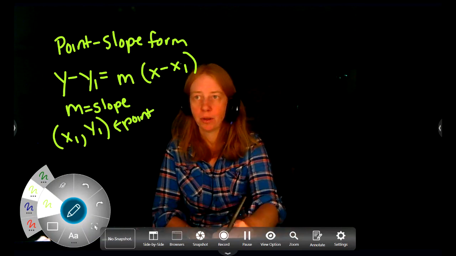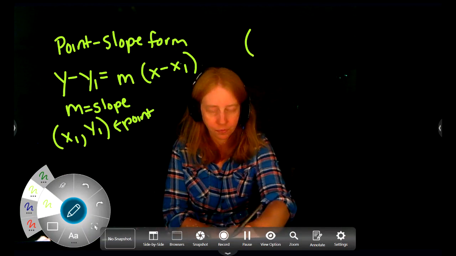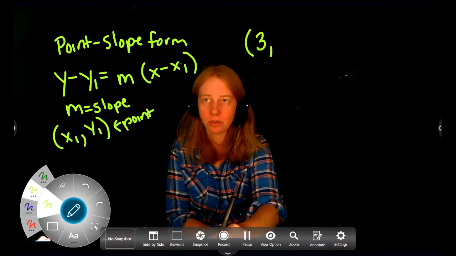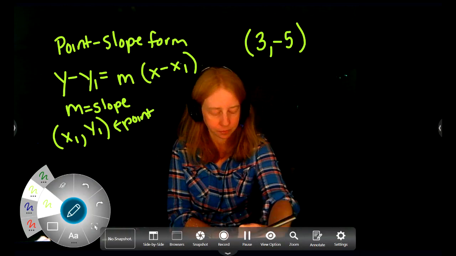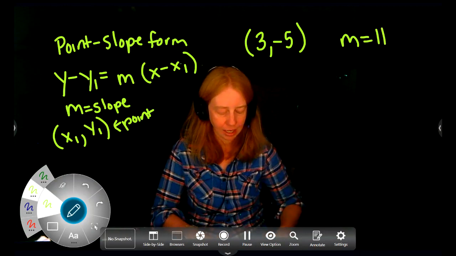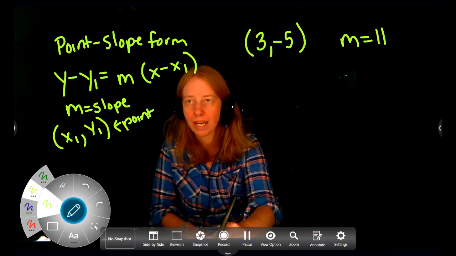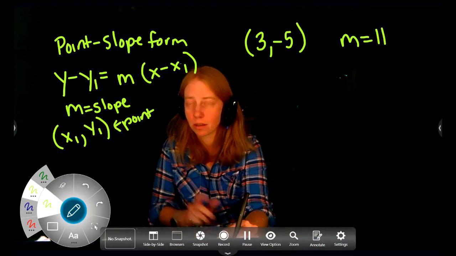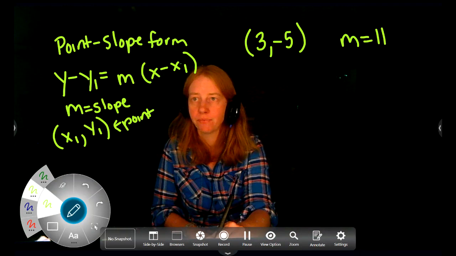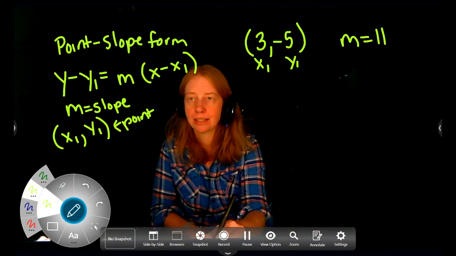So here is an example. If we had a line going through a point, and our point that we're going to use this time is 3, -5, and we have a slope of 11. How can we write that into point slope format? So the way that you want to do this is, your m is slope. You're pretty familiar with that. This is your x1 and your y1. So you're going to put that into this formula exactly.